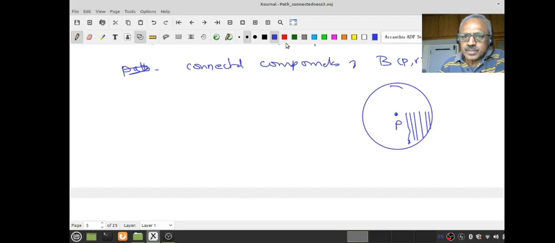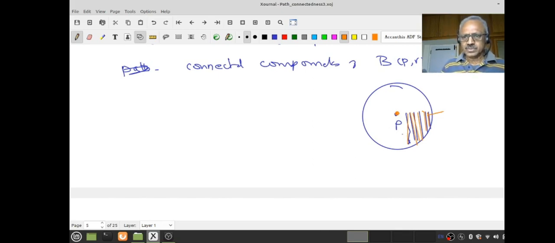B_P(R), maybe I should have used a different color so that it will be easier. These are the points which will be there. This coffee colored one, they are going to be the connected components. Do you follow that? Why is each one of them a connected component? Because these are all line segments. This is a singleton component.